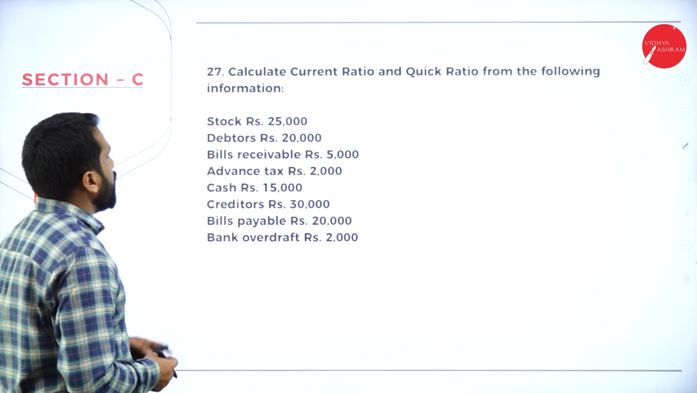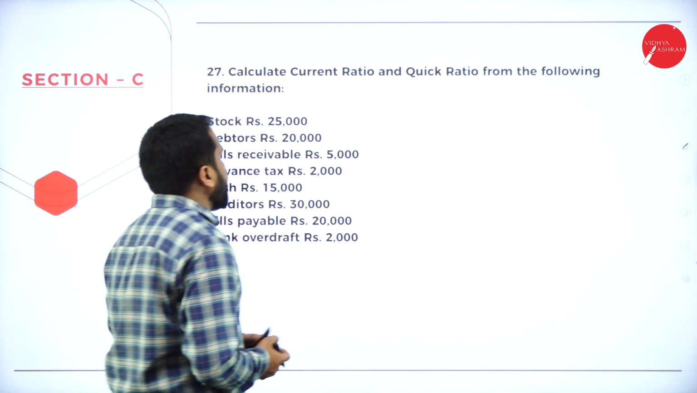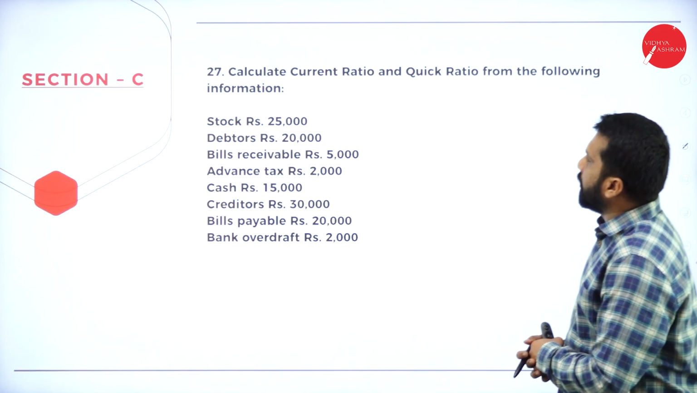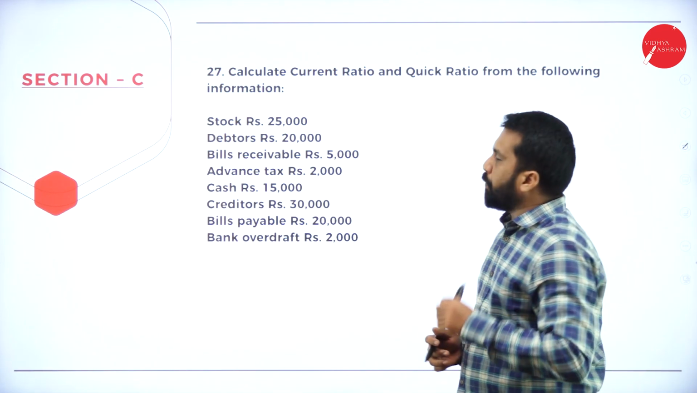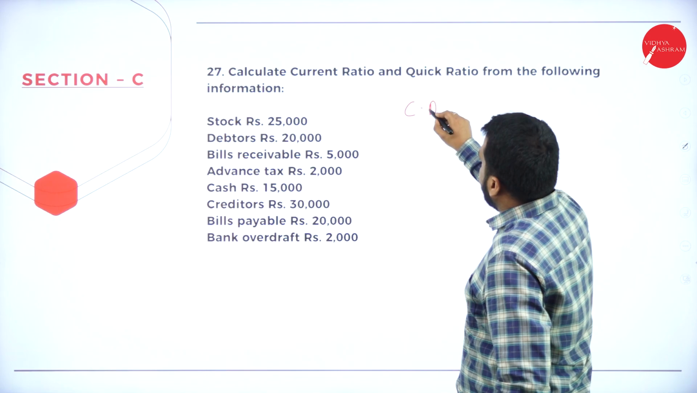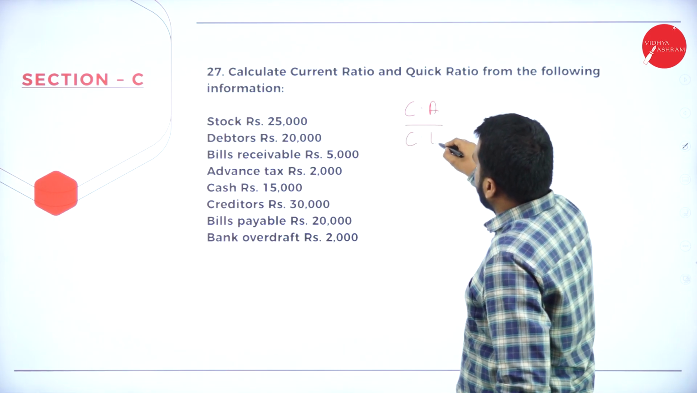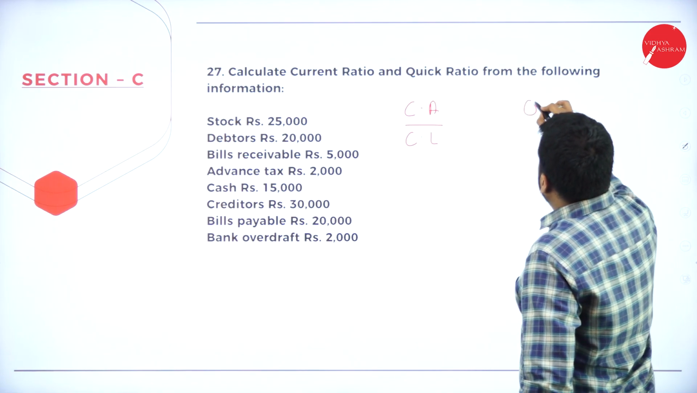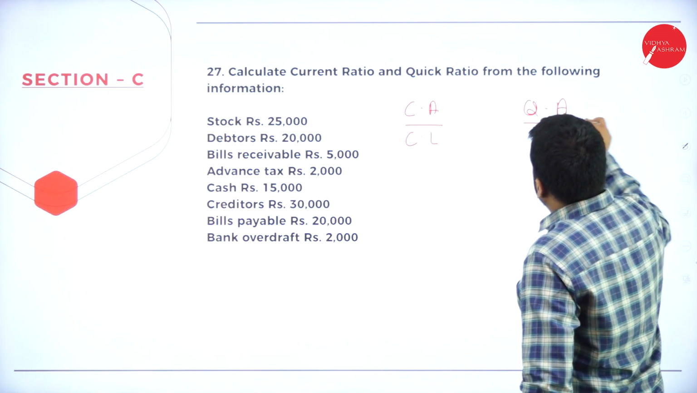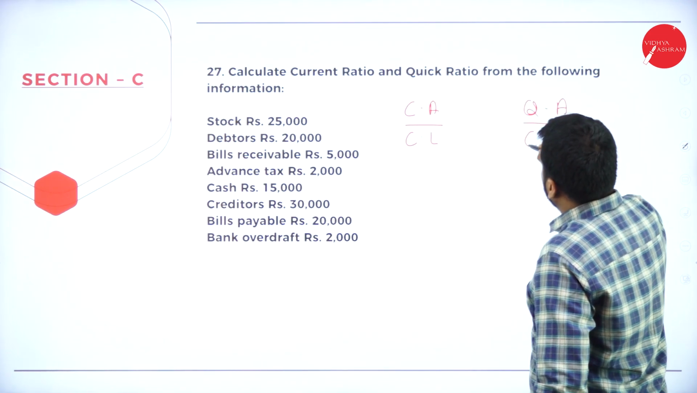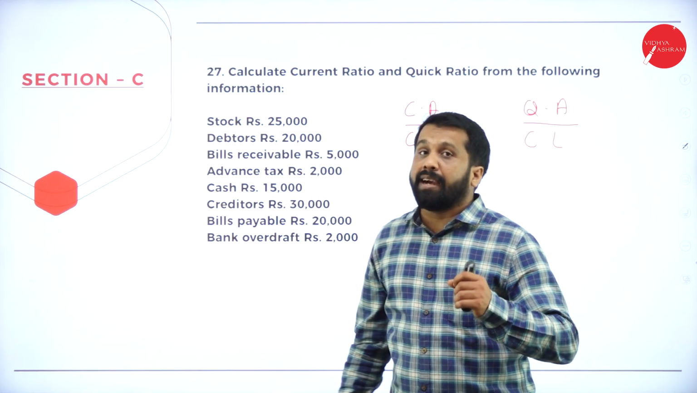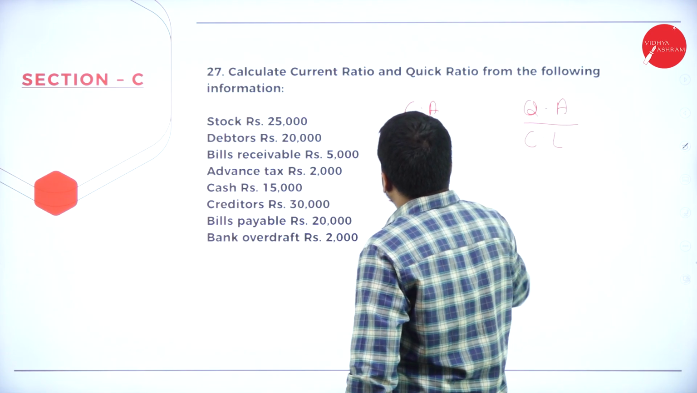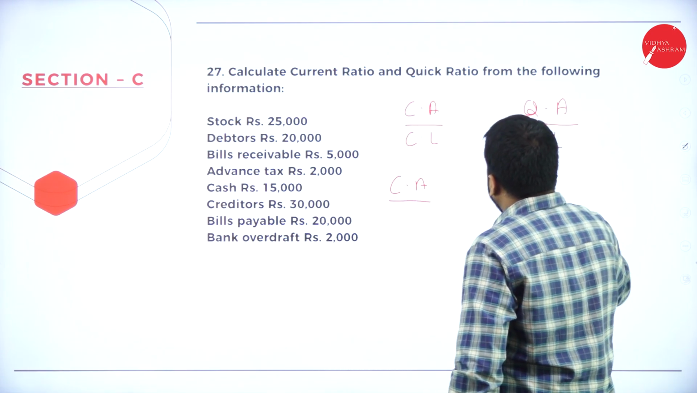Good. And the last one, calculate current ratio and quick ratio from the following. What is the current ratio formula? Current asset divided by current liability. What is the quick ratio formula? Quick asset divided by current liability. Don't go with quick liability, go with current liability. Now, what is your current asset, and what is your current liability?